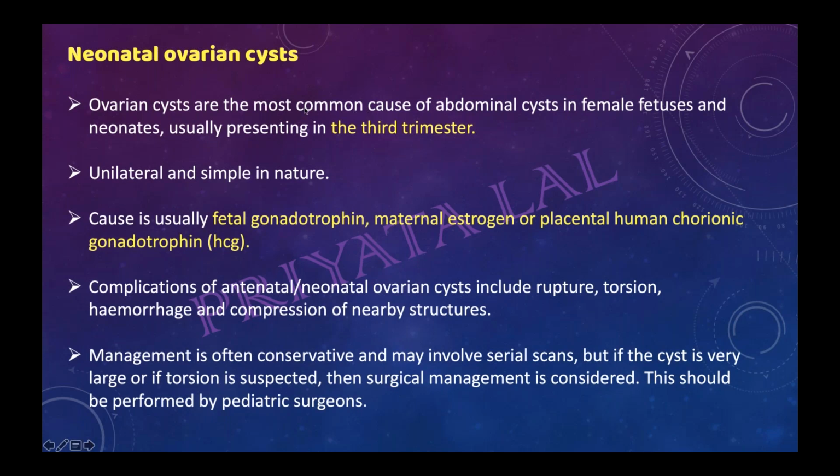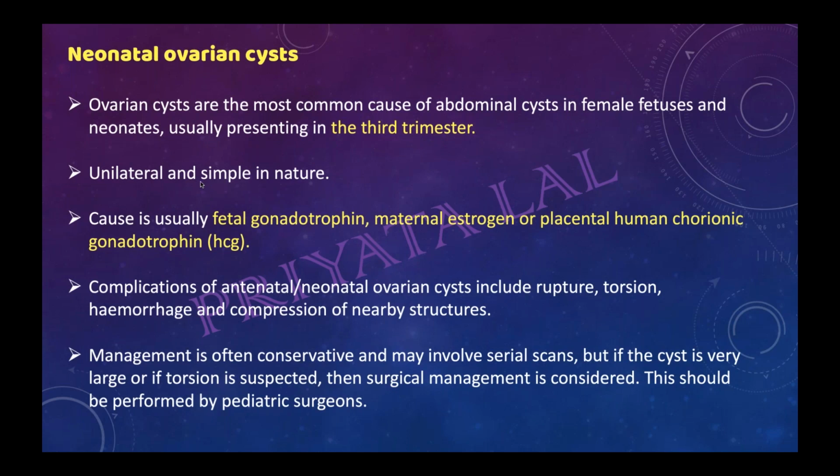So ovarian cysts are the most common cause of abdominal cyst in the female fetus and neonate. So if the scan is done for a mother in the third trimester, usually some abdominal cyst can be seen. So this would be an ovarian cyst. So you should know that ovarian cysts are the most common cause of abdominal cyst in the female neonate or female fetuses. If she is a fetus, then it will be seen in the third trimester scan. These are unilateral and simple. There has to be simple.